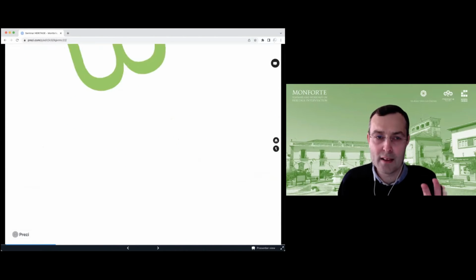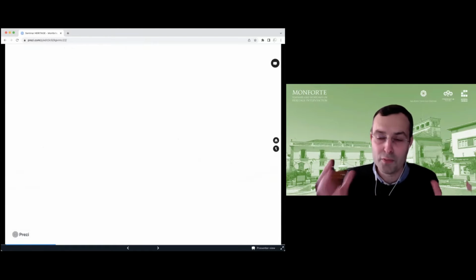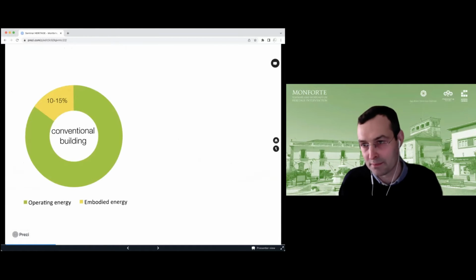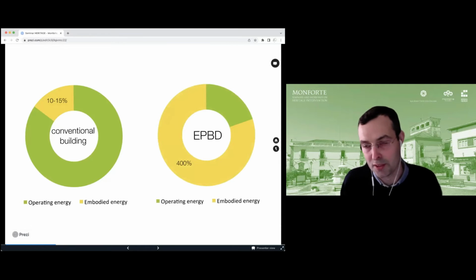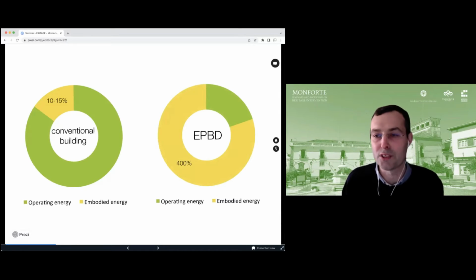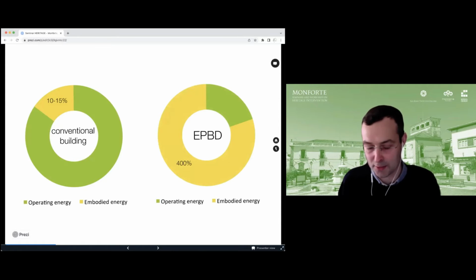And as buildings become more energy efficient, other problems arise. To touch on another topic, we can see here, for example, that for a conventional building, the embodied energy of the materials represented only 10 to 50%. But after the implementation of the Energy Performance of Buildings Directive, as buildings are more efficient, we can see that the percentage of embodied energy will be considerably higher. So now we also have the discussion of how to have building materials that are more efficient in terms of embodied energy, etc.